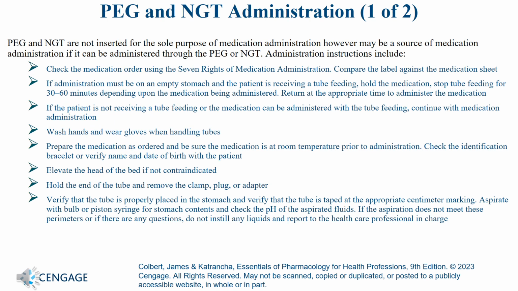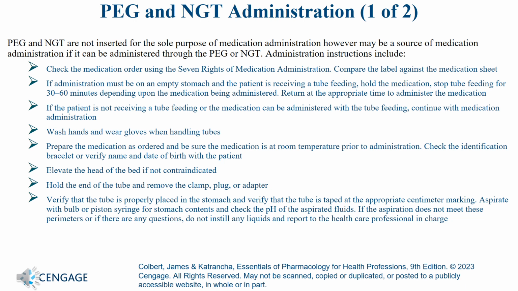Okay, so we're going to look at the PEG and the NG tube. They are not inserted for the sole purpose of medication administration. However, it may be a good route for medication administration if it can be administered through the PEG or NG tube. The administration steps are as follows. You want to check the medication order using the 7 rights of medication administration. You want to compare the label against the medication sheet.